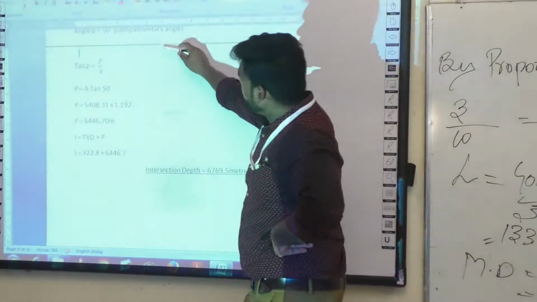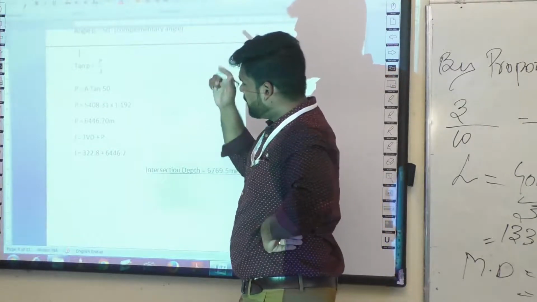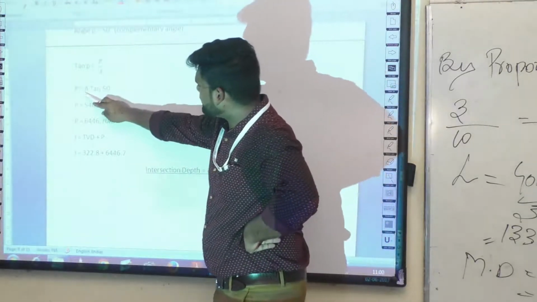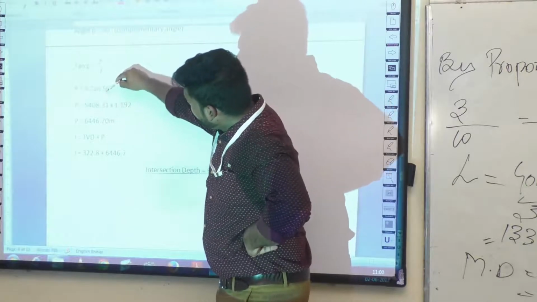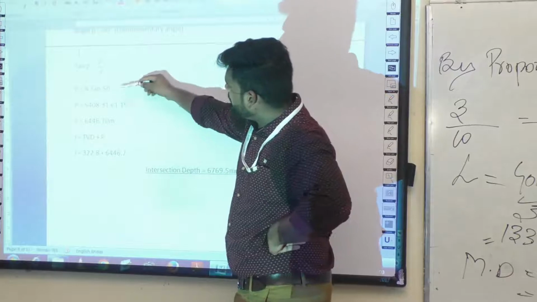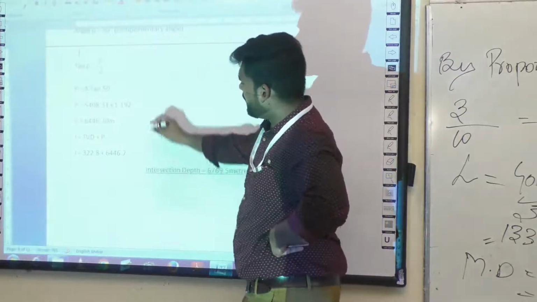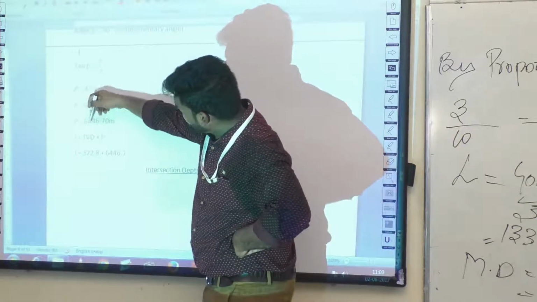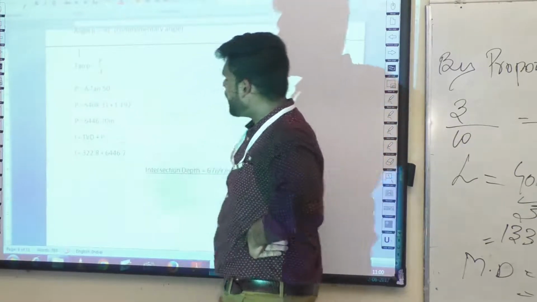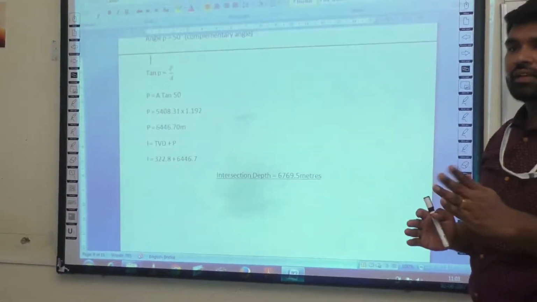Fine. So I said that the angle for P is 50 degrees. When you substitute this 50 here, you know A. So P is equal to 5408.31 into tan 50, and you will get the answer for the intersection, P is equal to 6460. So when you add this to this one, you get the intersection depth of your relief well at the target well.